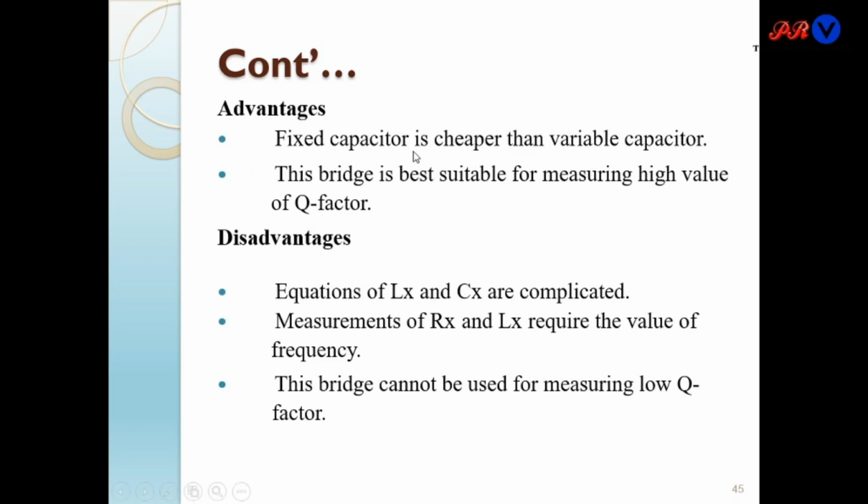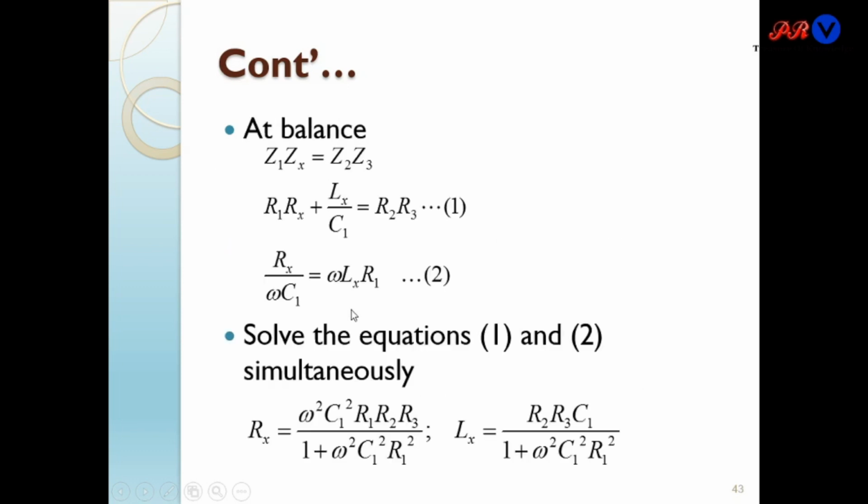Advantage: fixed capacitor is cheaper than the variable capacitor. Here we will use a fixed capacitor. This bridge is best suitable for measuring high values of Q factor. Disadvantage is the equations of Lx and Rx are complicated, because we can see here for calculation of Rx and Lx we have complicated expressions.